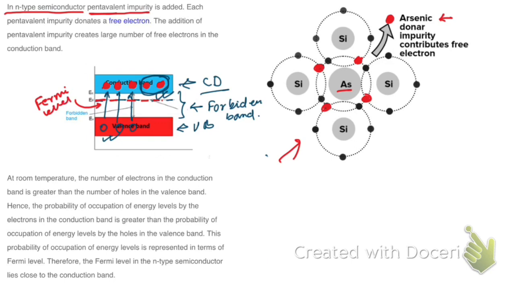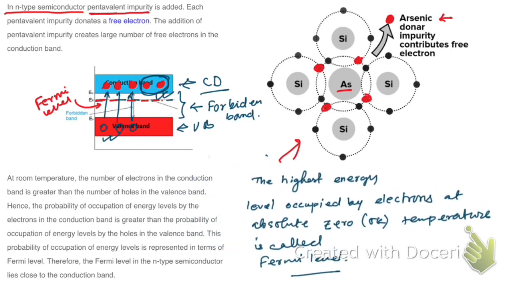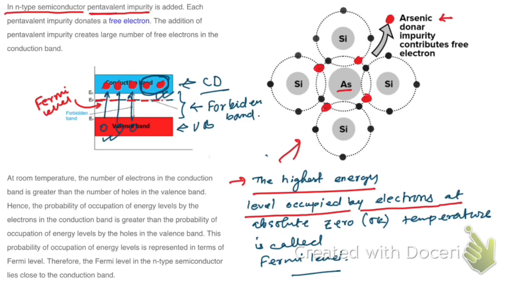So what does Fermi level mean? Let me write here. This is the definition of Fermi level: the highest energy level occupied by electrons at absolute 0 Kelvin temperature is called the Fermi level. Hope you have understood this.